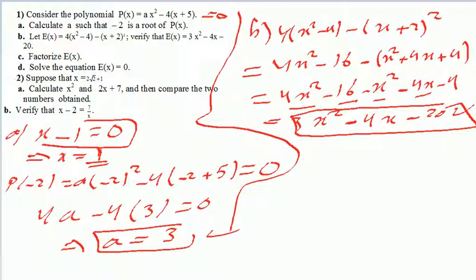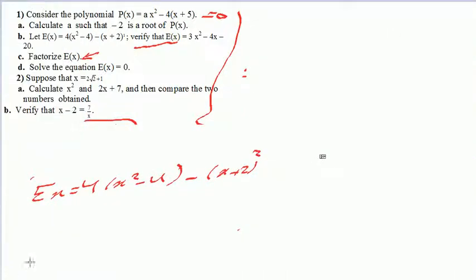Okay, what about factorizing e of x? Remember guys, when I have something like this, verify that I can benefit from this one in order to factorize e of x. So e of x now is equal to 4 times x squared minus 4, minus x plus 2 all together squared. Okay, this is e of x. Let me clear the screen a little bit and then continue. Okay guys, so let me clean it. So remember, this is e of x.